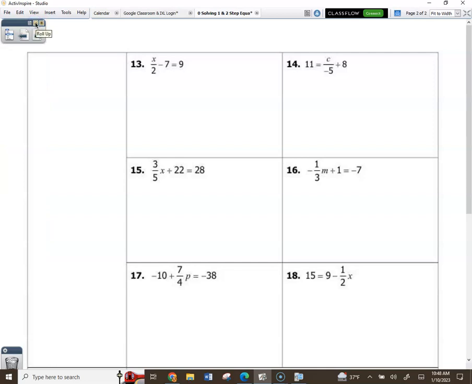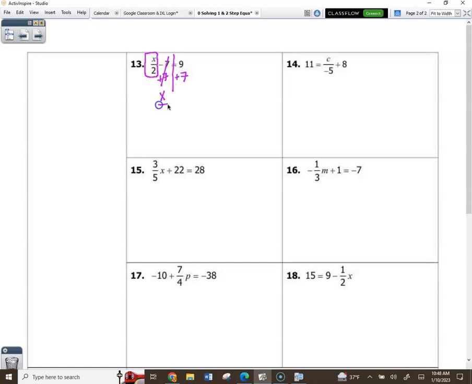Now it's throwing in some fractions. Let's look at 13. Don't overthink it. Block off the term that has the variable so you'll save it for last. Move the -7, the -7. Move it by what? Adding.